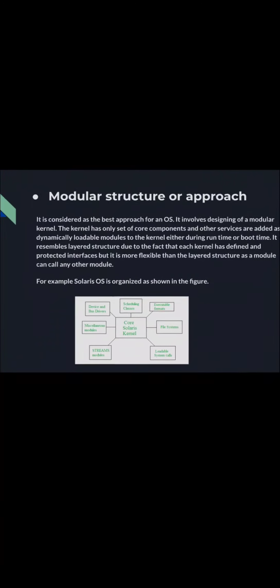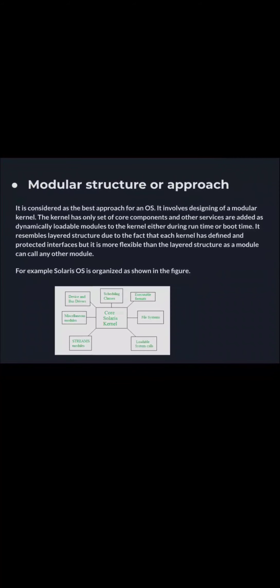And the last one is modular structure or approach. It is considered the best approach for an OS. It involves designing a modular kernel. The kernel has only a set of core components and other services are added as dynamically loadable modules to the kernel, either during runtime or boot time.